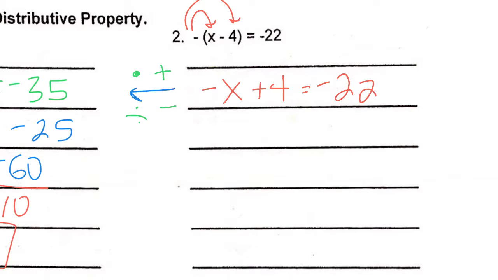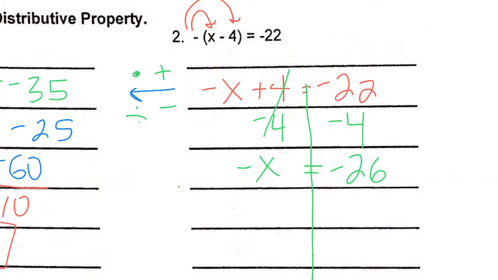So the first thing we are going to do is subtract 4 from both sides. And remember, your sides are talking about each side of the equal sign. So 4 minus 4 is 0, so that cancels out, and I bring down my negative x. Negative 22 minus 4 is negative 26. So then when I go through and I divide both sides by negative 1 to undo that negative, or multiplying by a negative 1, then I have x is equal to positive 26.